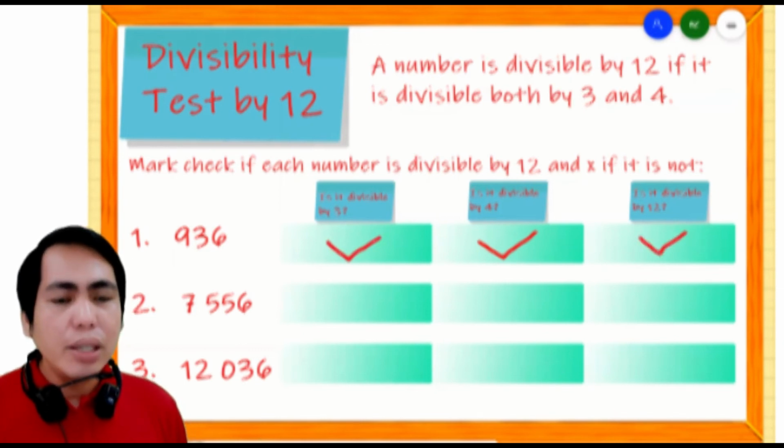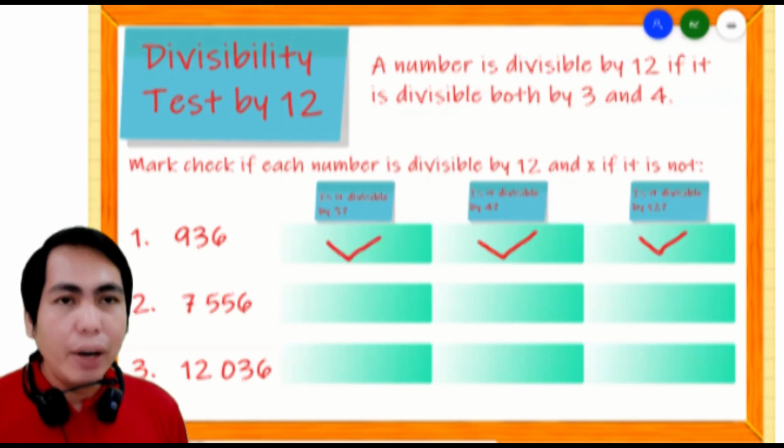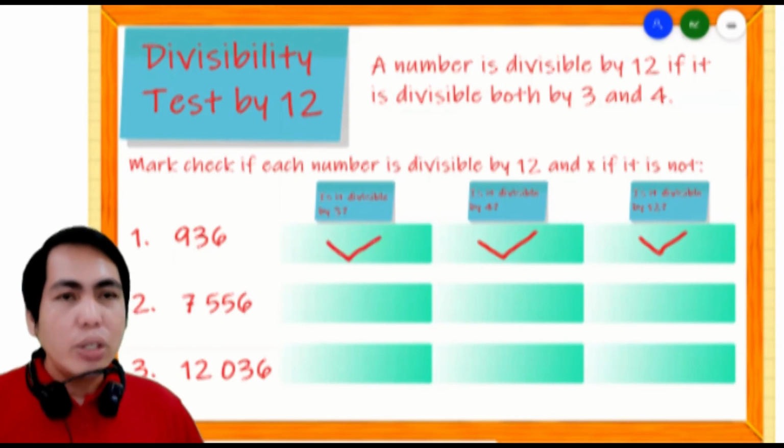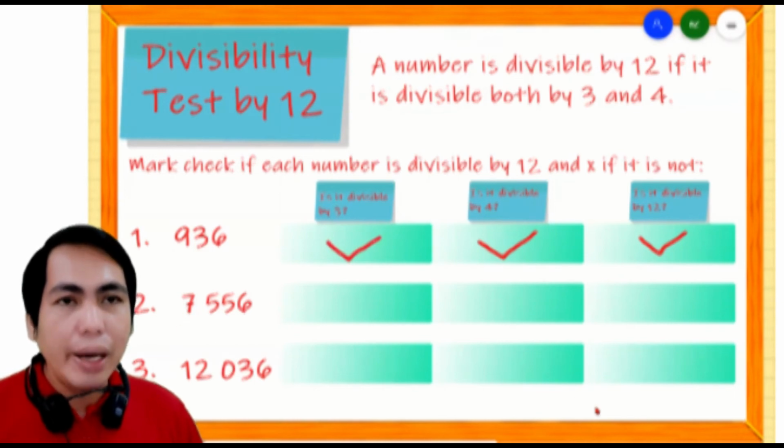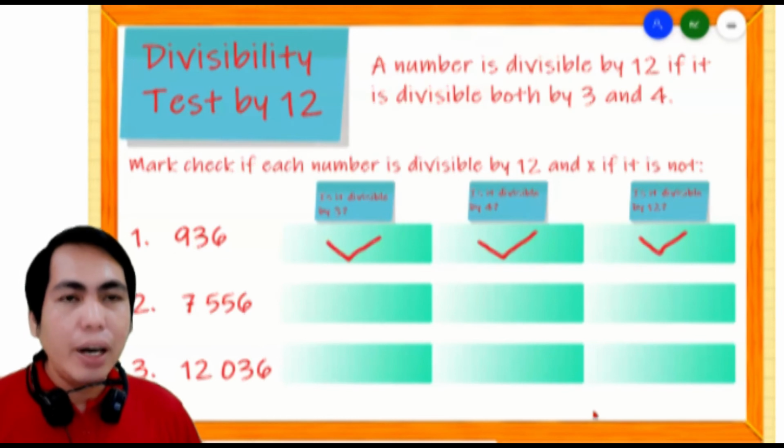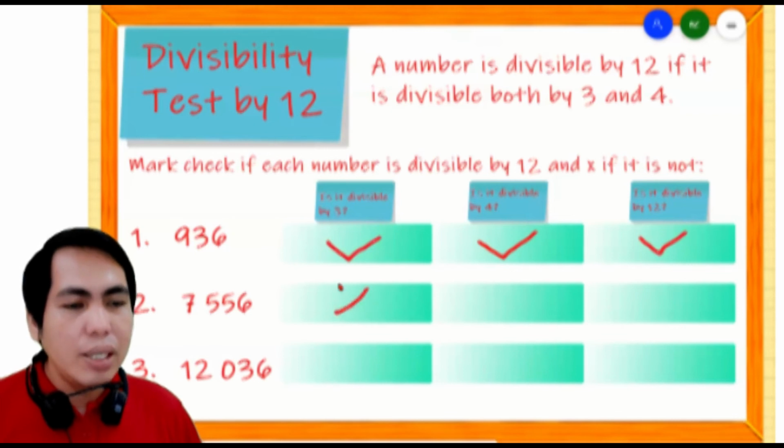Now let's proceed to number 2, 7,556. So we have to add 7 plus 5 plus 5 plus 6. 7 plus 5 is 12. 12 plus 5 is 17. 17 plus 6 is 23. And 23 is not divisible by 3. So this is an X.